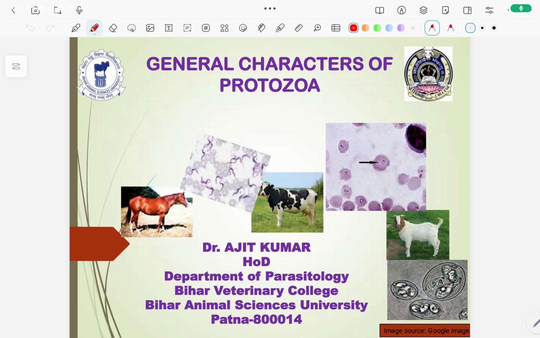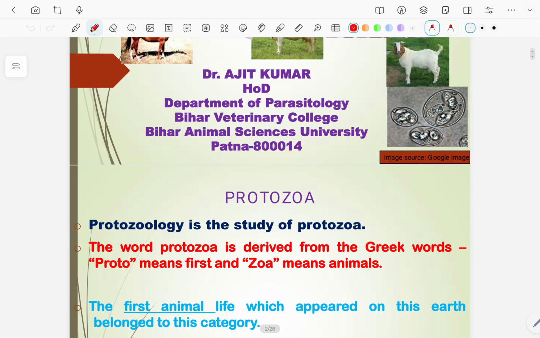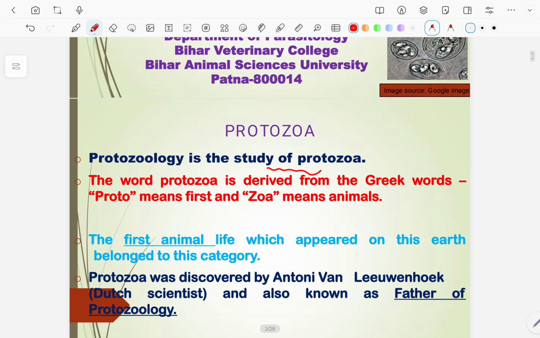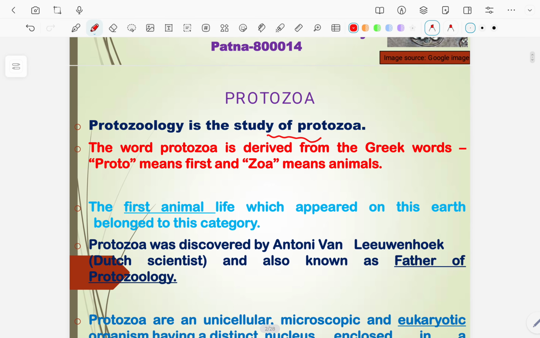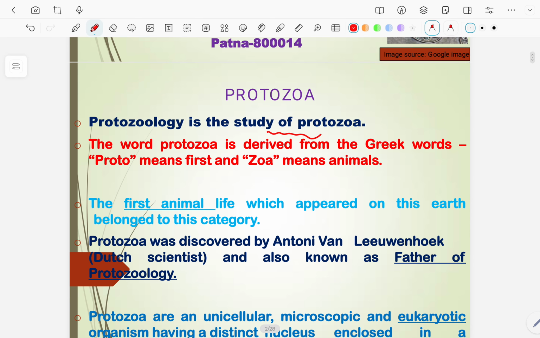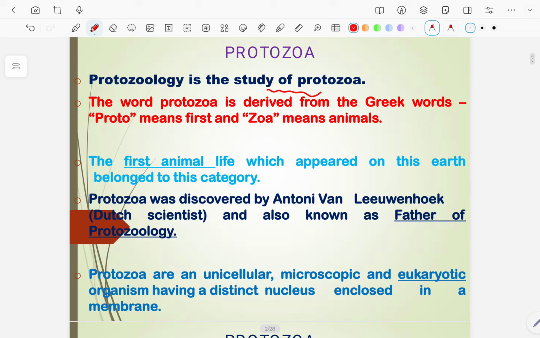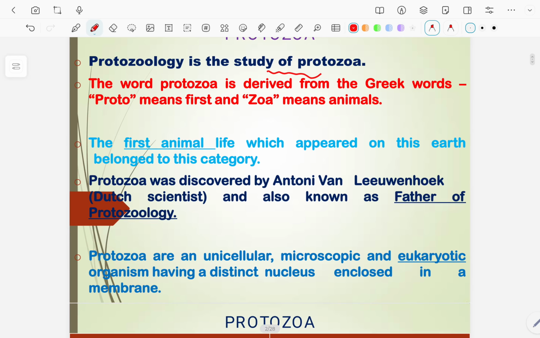General characteristics of Protozoa. Protozoology is the study of protozoa. The word protozoa is derived from the Greek words proto, meaning first, and zoa, meaning animal. The first animal life which appeared on this earth belonged to this category.